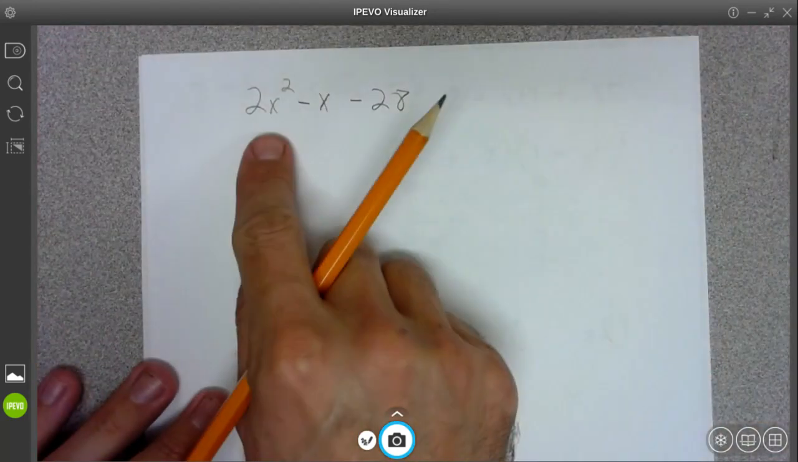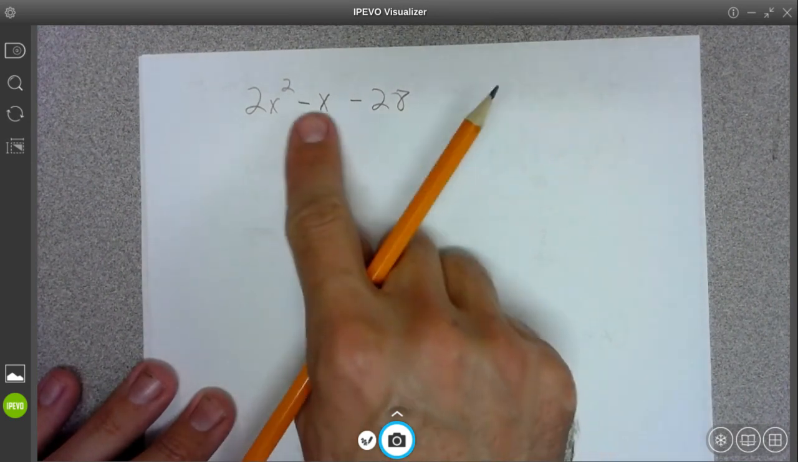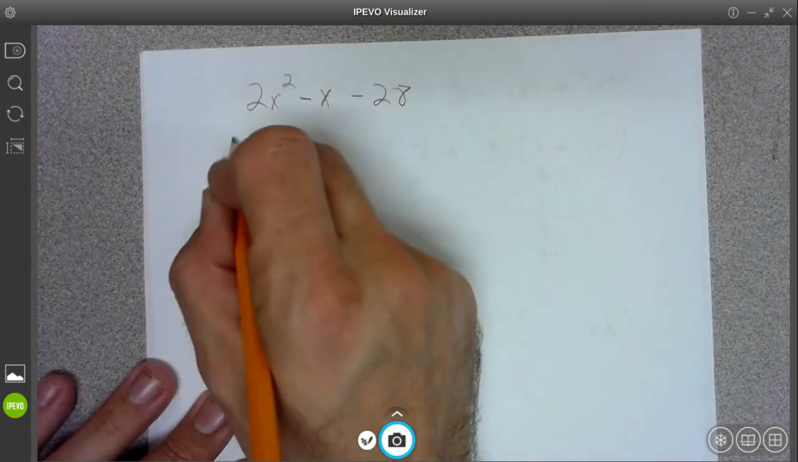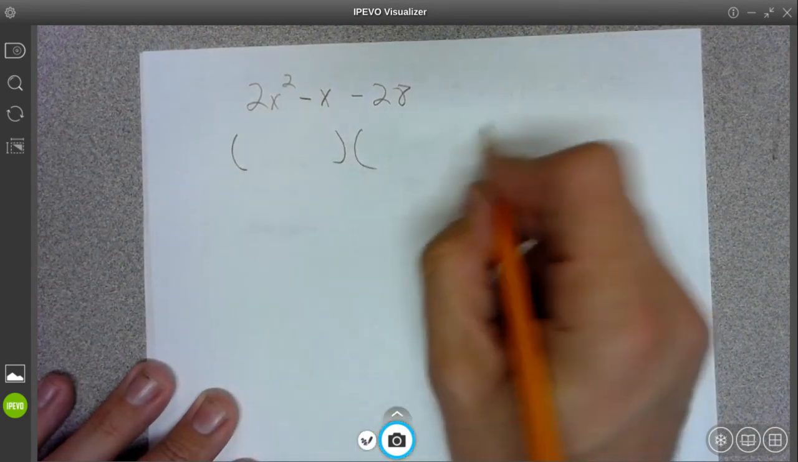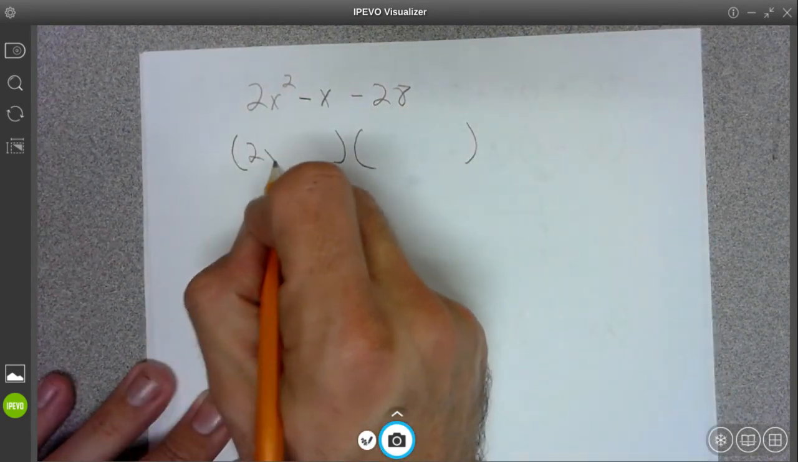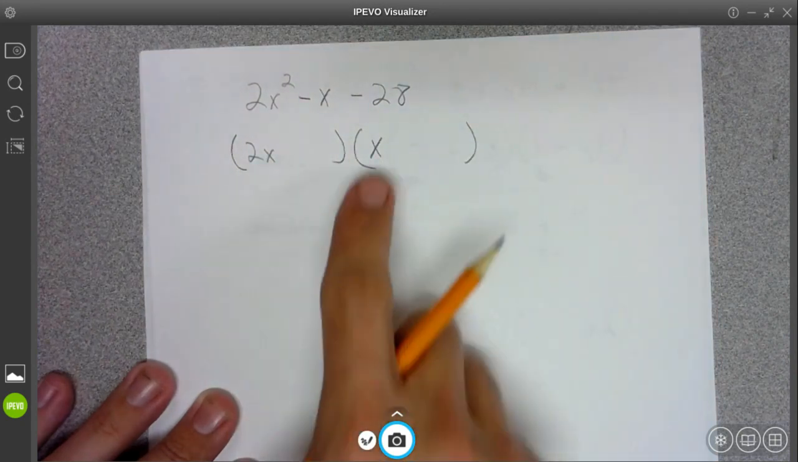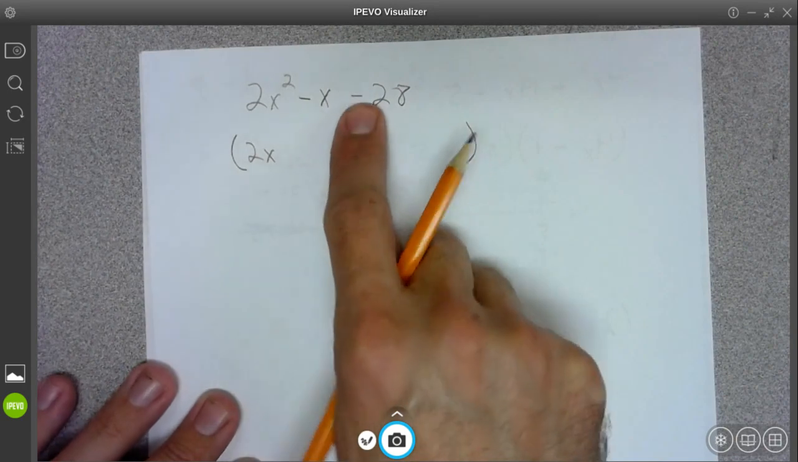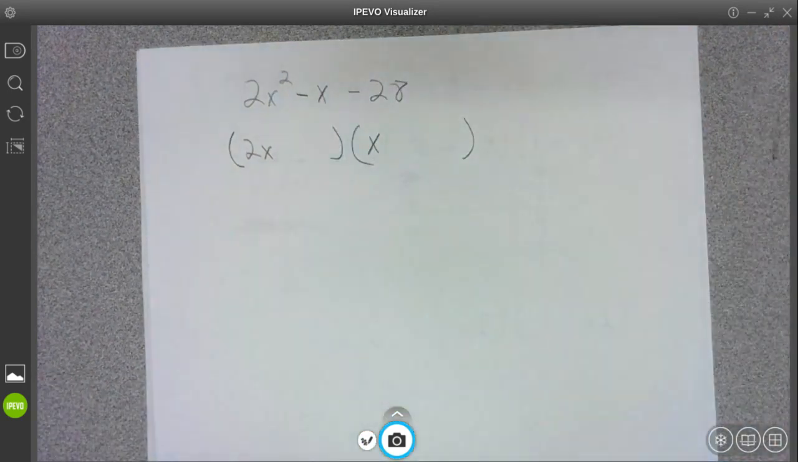Check real quick for a GCF. It's a 1 in the middle, so no GCF to factor here. We're going to have a 2x and an x. That's the only way to get 2x squared. We're going to have different signs, because it's a negative there.